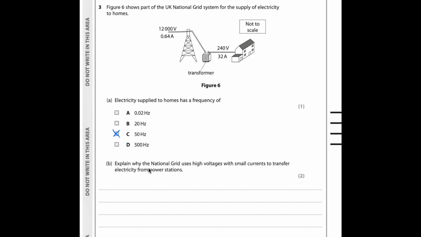Part B. Explain why the national grid uses high voltages with small currents to transfer electricity from power stations. If you've got a small current, it means the wire won't get as hot, so you'll not be losing your energy or power as heat, and it makes it more efficient.